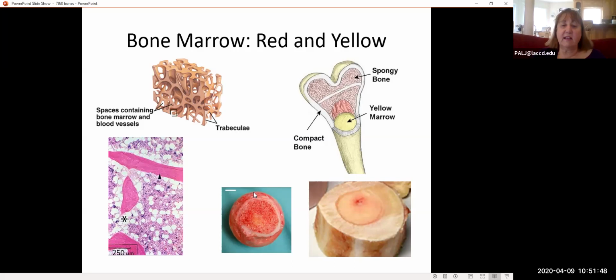Now, if you contrast that to the head of the femur, which is the picture with the circular structure, you can see the compact bone on the outside. You can see lots of spongy bone, and you can see everything there is mostly red with just a little bit of yellow on the inside. So this is what red bone marrow looks like.